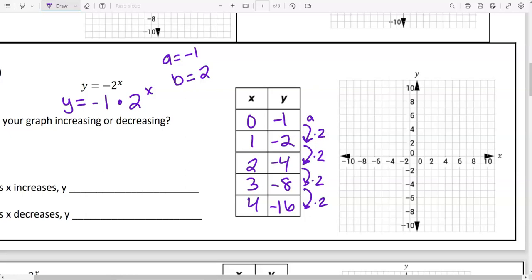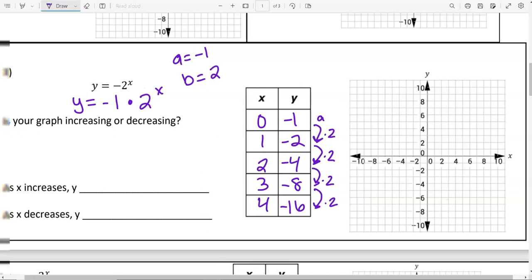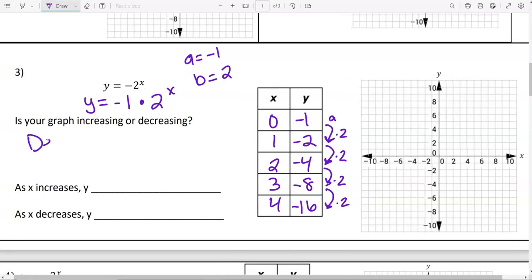Before I even draw the picture, we can answer the next question. Are we increasing or decreasing? Decreasing. We are decreasing. So even though my growth factor is a 2, because it's negative, we are decreasing downwards. Remember, negative is a direction, right? So we are increasing, but we're increasing in the negative direction. Therefore, my numbers are getting smaller.